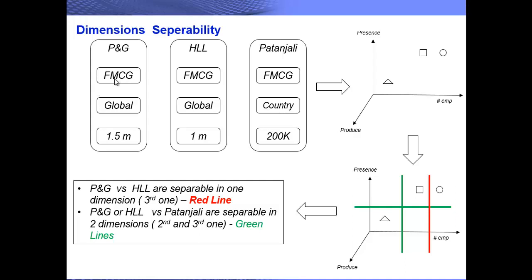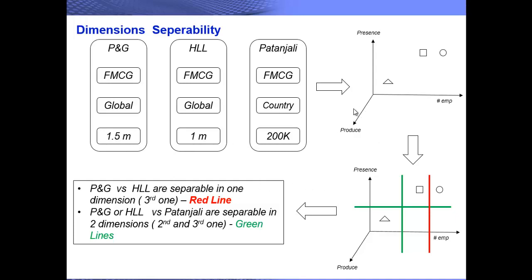So here Procter & Gamble is an entity formed by values FMCG, global and 1.5 million. Okay, now HLL, Hindustan Lever, so it is FMCG, it is again global, and it has, let's say, 1 million employees. Now Patanjali, it is FMCG, it is country based, it has employees 200k, means 2 lakhs. Okay, these are the 10 lakhs and these are the 15 lakhs.